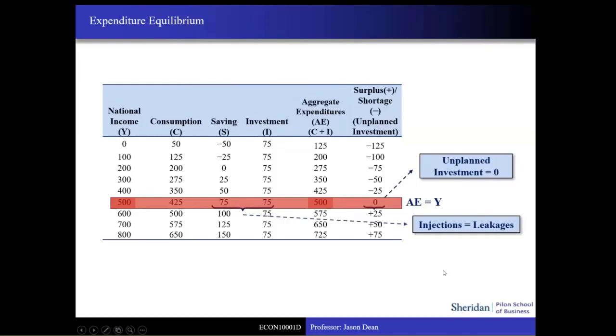This is similar to when we talked about the circular flow. In equilibrium, the injections equal the leakages. If you think of my analogy with the water going around a hose, then the pressure of the water is constant and it's not changing.